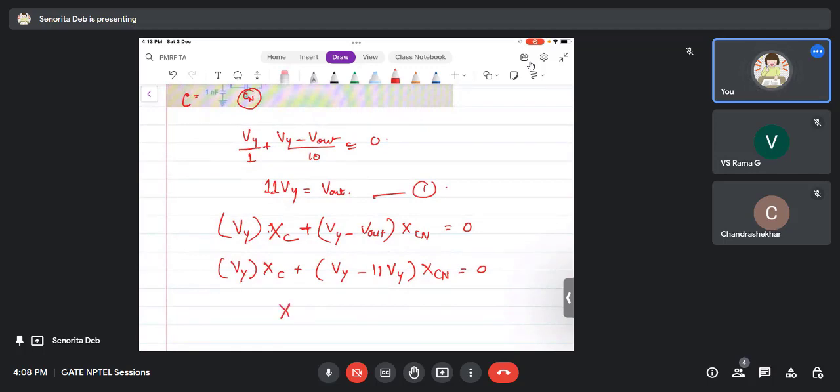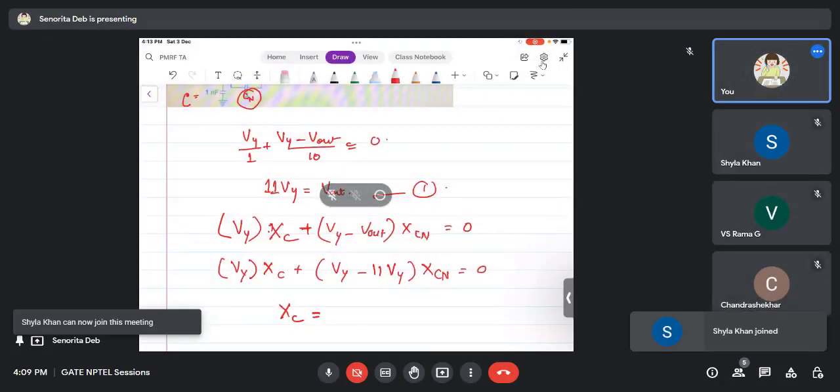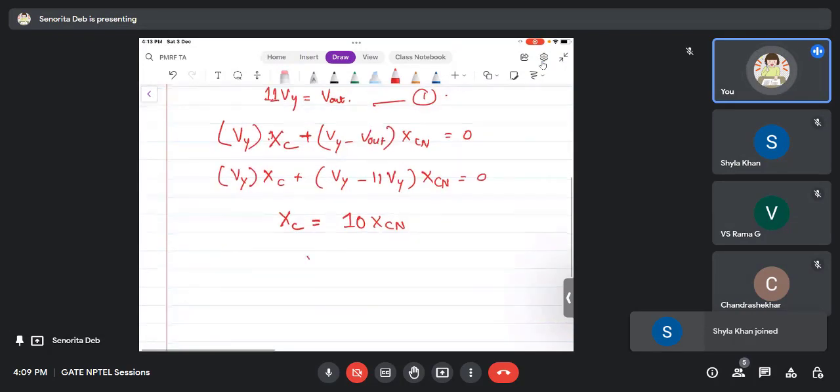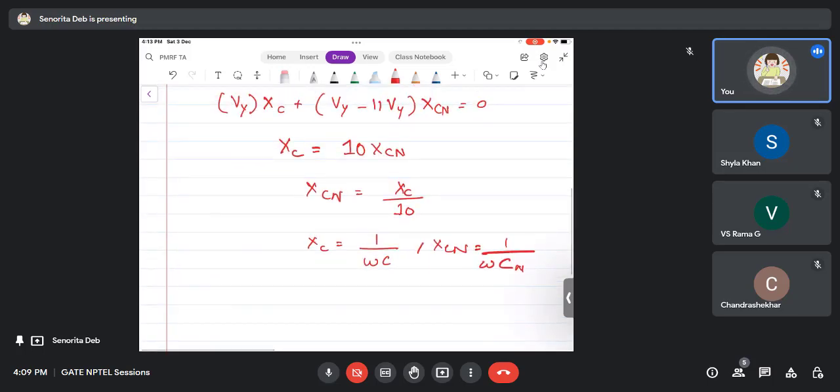So Xc equals 10 times Xcn, and therefore Xcn will be Xc upon 10. Now what is Xc? Xc was 1 by omega C, and what is Xcn? It is 1 by omega Cn. So omega will anyway cancel out, right?